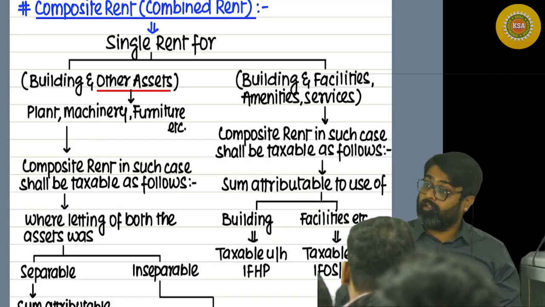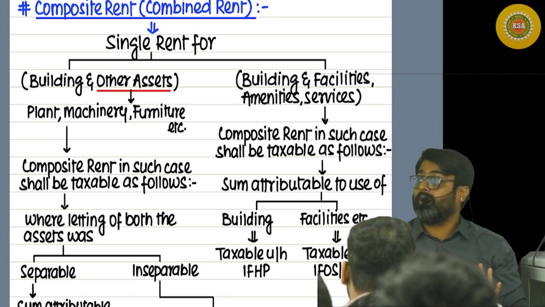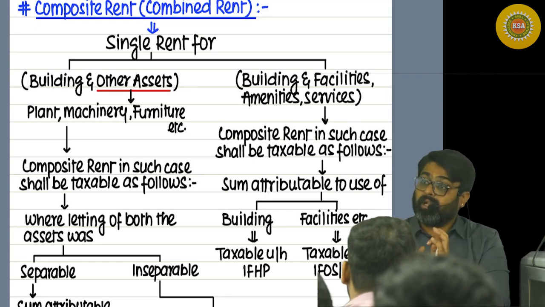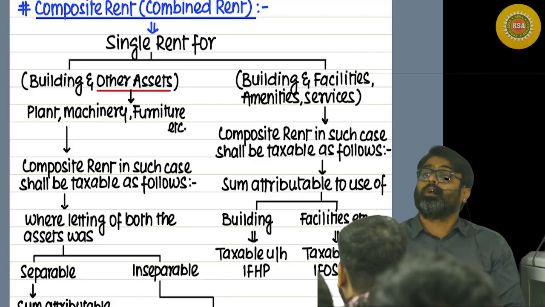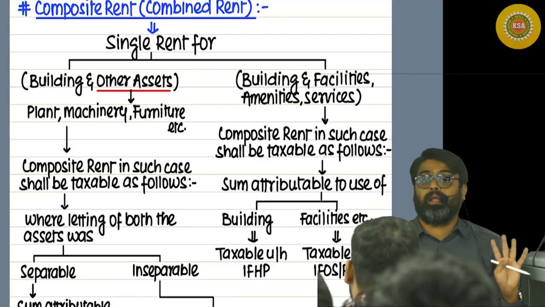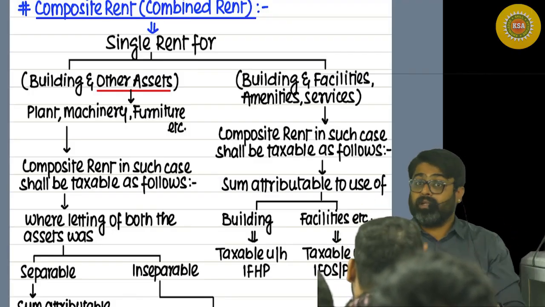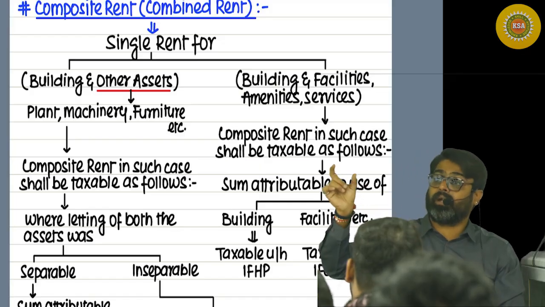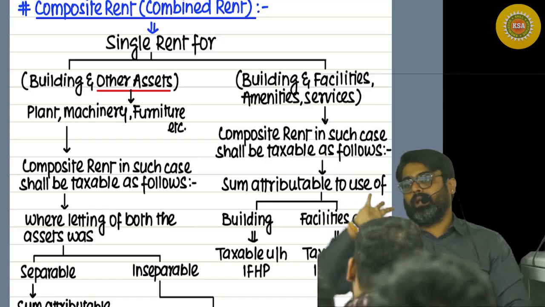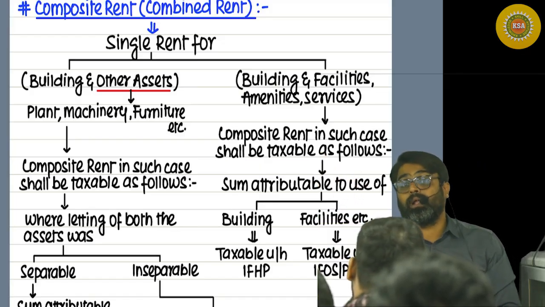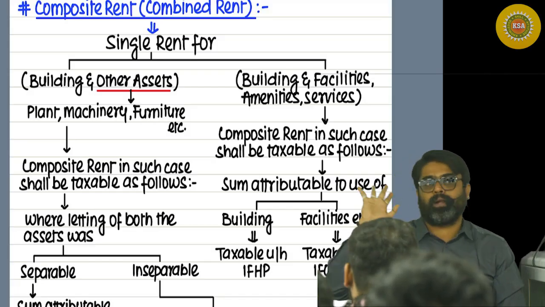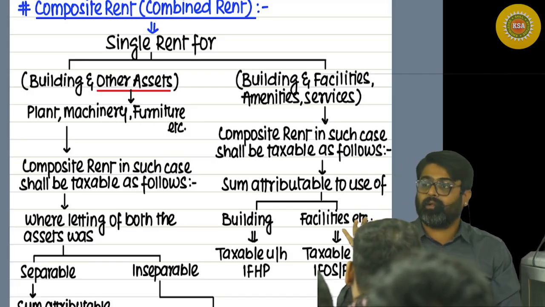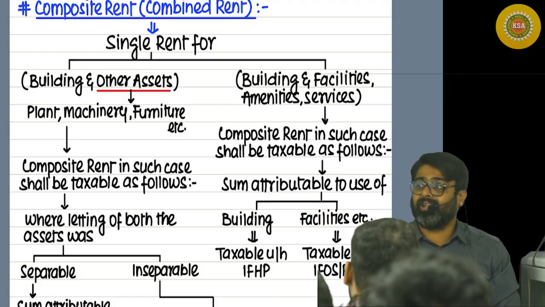Even if it is given in the question that out of the total rent, the rent of factory building was 80,000 and rent of the plant and machinery was 20,000, even if they are giving it separately, don't separate it. Entire 1 lakh rupees of rent will be treated as PGBP or IFOS income. Why? Because the lettings were inseparable. If the lettings are inseparable, don't separate the rent also. Entire rent, PGBP or IFOS.